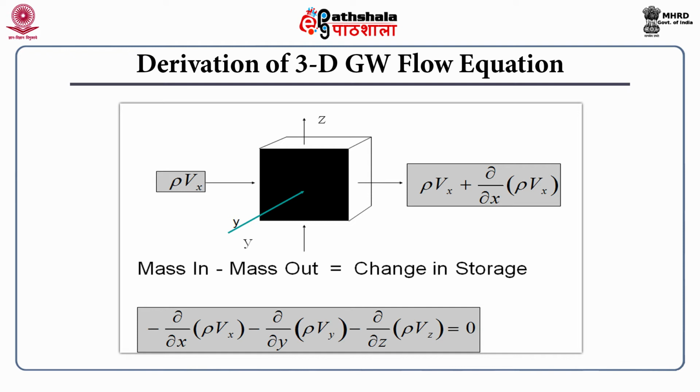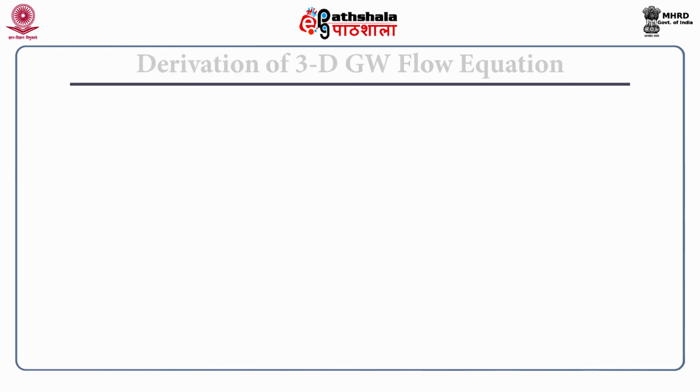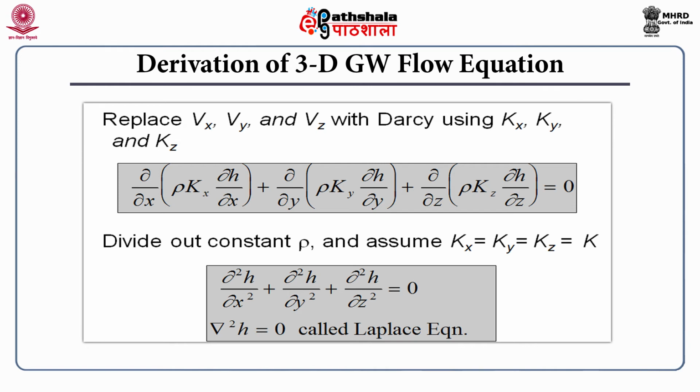So, we can say the change in storage is going to be 0 here, theta is going to be theta s. So, by putting all these three direction values, we get this equation: d upon dx into Vx, plus d upon dy into Vy, plus d upon dz into Vz equal to 0. Now, Vx, Vy and Vz are nothing but the Darcy's velocity in the x, y and z directions. By replacing these Darcy's velocities from Darcy's law, we can obtain this equation here, and this is the general groundwater flow equation while considering no change in the storage.